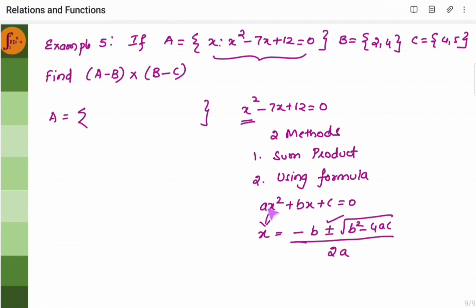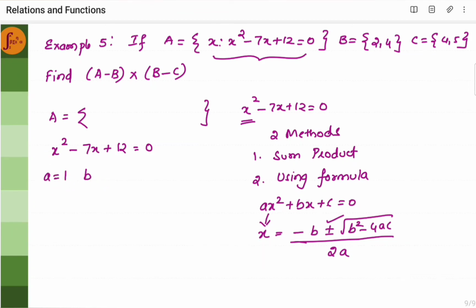So a is the coefficient of x square, b is the coefficient of x, and c is a constant, right? Now let's use this formula here. What is the equation we have? X square minus 7x plus 12 equal to 0. Now x is equal to, what is a here? There's nothing here. A is actually the coefficient of x square. That is, the number next to x square is a. Now there is nothing here. There's no number, which means it is 1. So a is equal to 1.